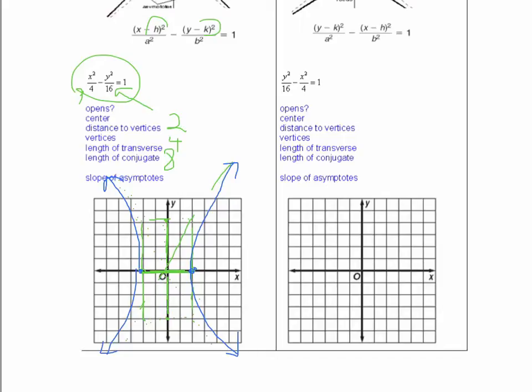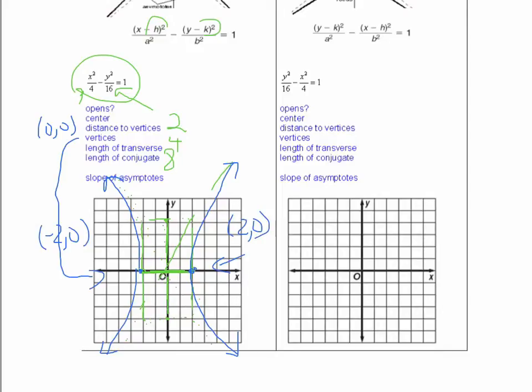So the center of this hyperbola was at the origin, at 0, 0. That's the center. And the two vertices are here and here. And then we want to write down the coordinates to back and to forward from the center.